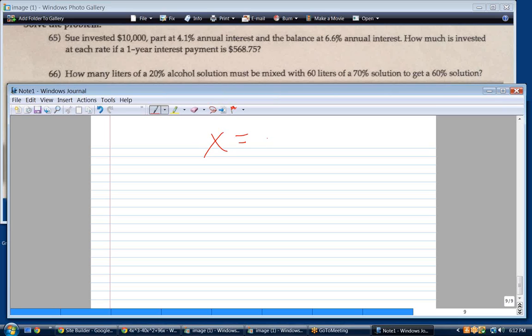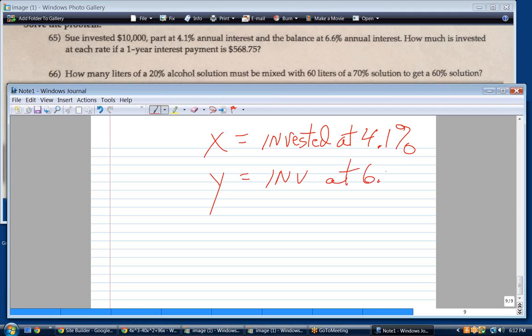Should we use X and Y? X is the amount invested at what percent? In other words, she invested two different amounts of money. She invested $10,000 total. She invested some of it at 4.1%, but the rest of it at 6.6%. So I could use two variables, X invested at 4.1% and Y invested at 6.6%.